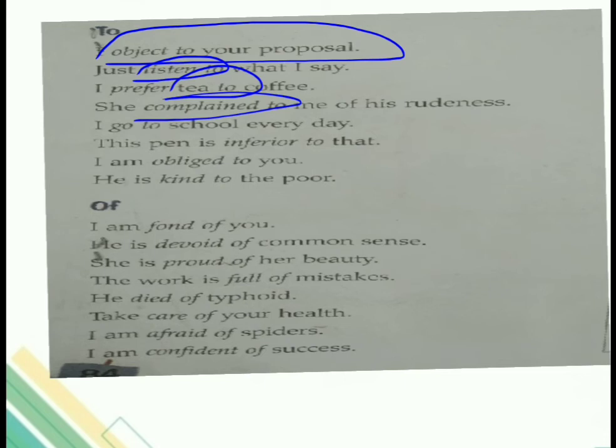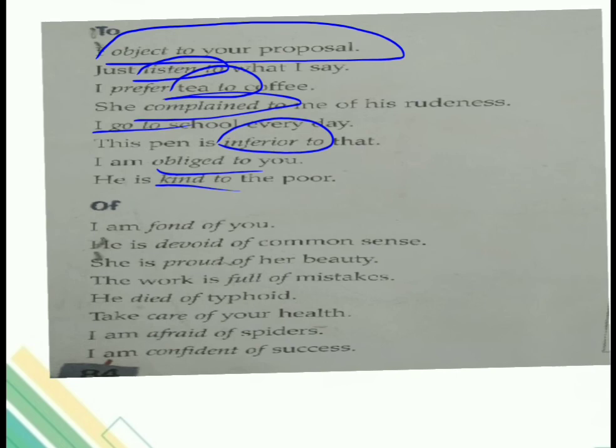I go to school. Again, if you are talking about going, it's go to. This pen is inferior to that. Inferior to that means वो ये इस उससे ज़्यादा अच्छी नहीं है. So inferior to, it's low quality. I am obliged to you. So I am obliged to you. He is kind to the poor. So with kind also, we use to. They are kind to me. She's kind to me, she's kind to her, she's kind to the poor. So kind also takes to as the preposition.